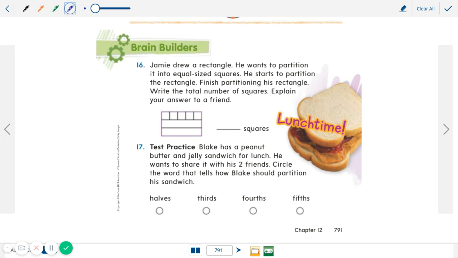So Jamie already started it out for us on the top part of his rectangle. It looks like he has it in 5 small sections, 5 squares. So we need to continue those squares. And then count how many squares we have all together. So let's count together. 1, 2, 3, 4, 5, 6, 7, 8, 9, 10, 11, 12, 13, 14, and 15 squares.